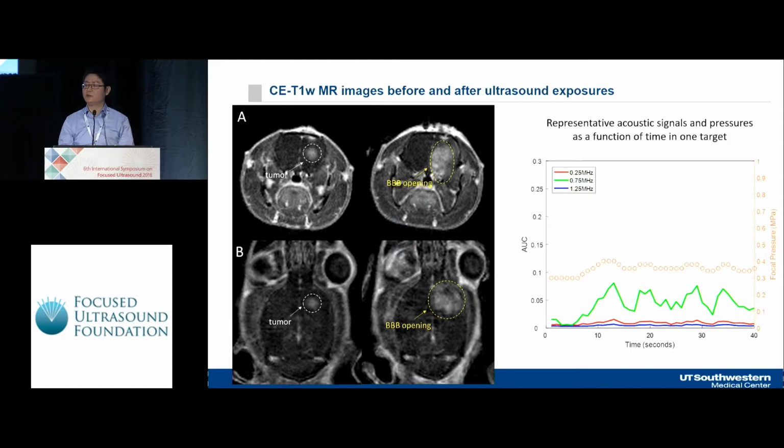This is the representative acoustic signal and the ultrasound pressure as a function of time in a single target. The green line we're looking at is the ultra-harmonic emission we monitored over time during the experiment, and the dashed line indicates our target level. So we can see the emission was well maintained around that level. The orange dots are the ultrasound pressure adjusted by the system itself during the experiment. In general, the pressure varies from 0.3 to 0.4 megapascal.